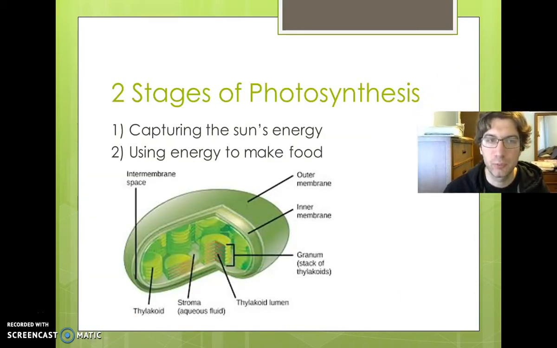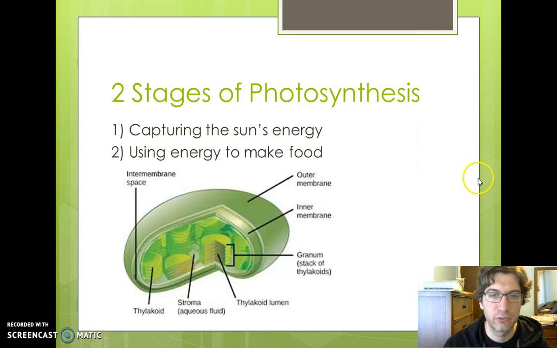This here is your chloroplast. This is where photosynthesis takes place. Again, the SciShow video will go a little more in depth on this than the book or I do, so it is important to watch that and take some notes on it. But photosynthesis is going to happen in two stages. We're going to have a light-dependent stage and a light-independent stage.